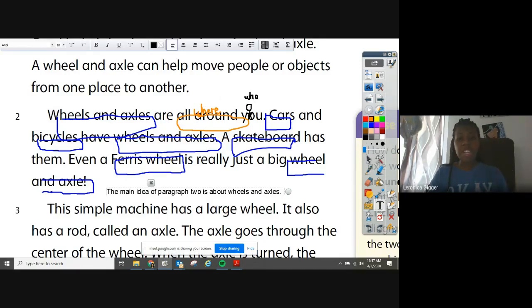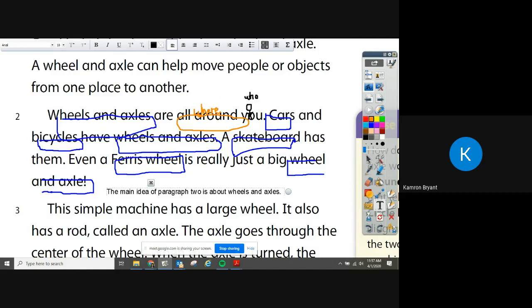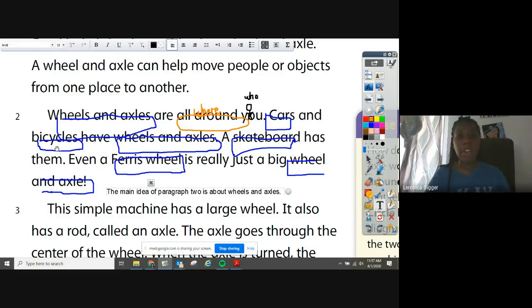Right. And specifically, what things does it tell me about wheels and axles? Now, up here in paragraph 1, it told me what a wheel and axle is. What new information do I get about wheels and axles from paragraph 2?